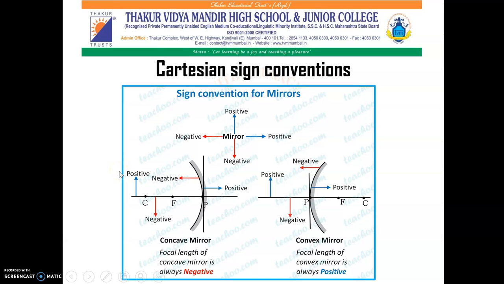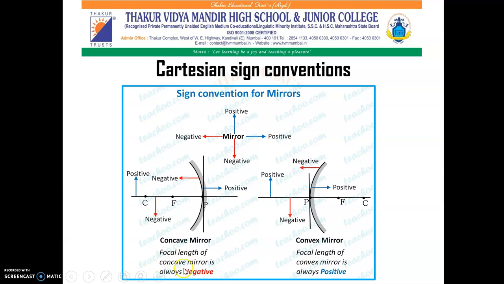All the distances measured towards the right of the pole are taken positive. Here you can see towards the right hand side of the pole, all the distances measured are considered to be positive, whereas those measured towards the left of the pole are taken as negative. Distances measured vertically upward from the principal axis are taken to be positive, whereas the distances measured vertically downward from the principal axis are taken as negative.